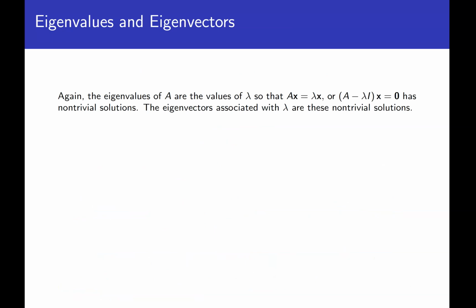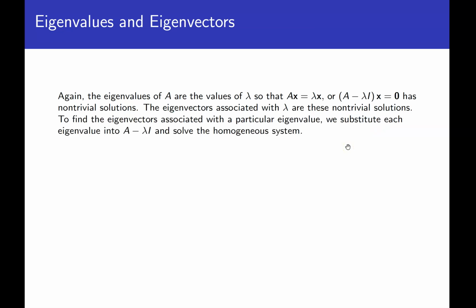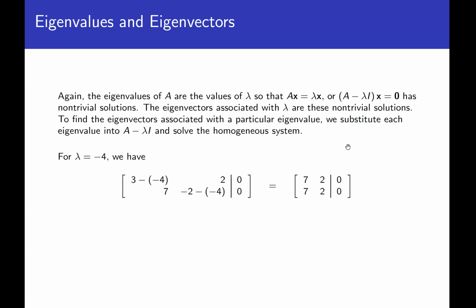All right, so the eigenvalues are the values that give us non-trivial solutions to this homogeneous system. The eigenvectors associated with lambda are the non-trivial solutions. So we know how to find these. If we plug in a number for lambda, we know how to find x. We're going to just plug it in for x into that matrix, and we'll row reduce and solve like we always do. So let's do this example.